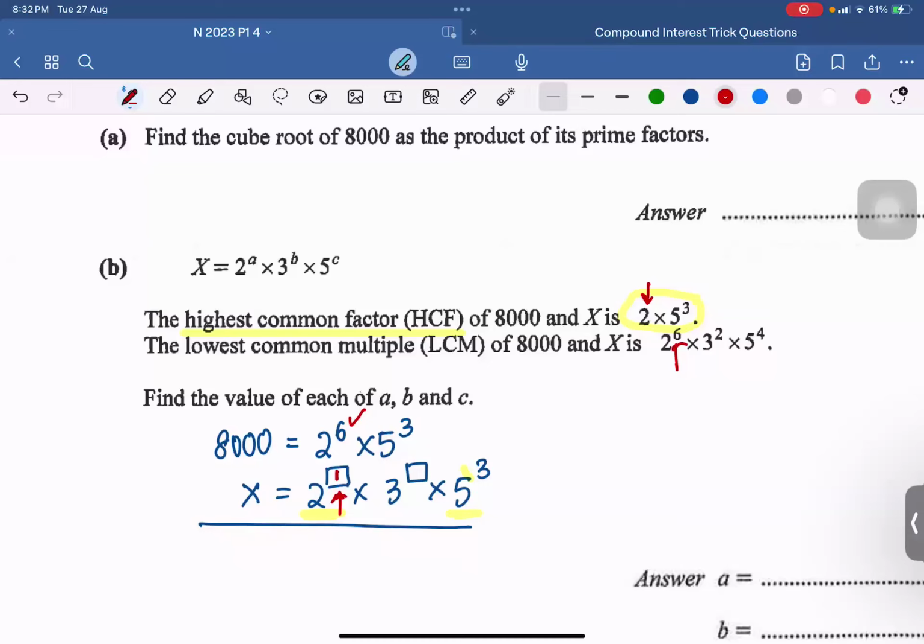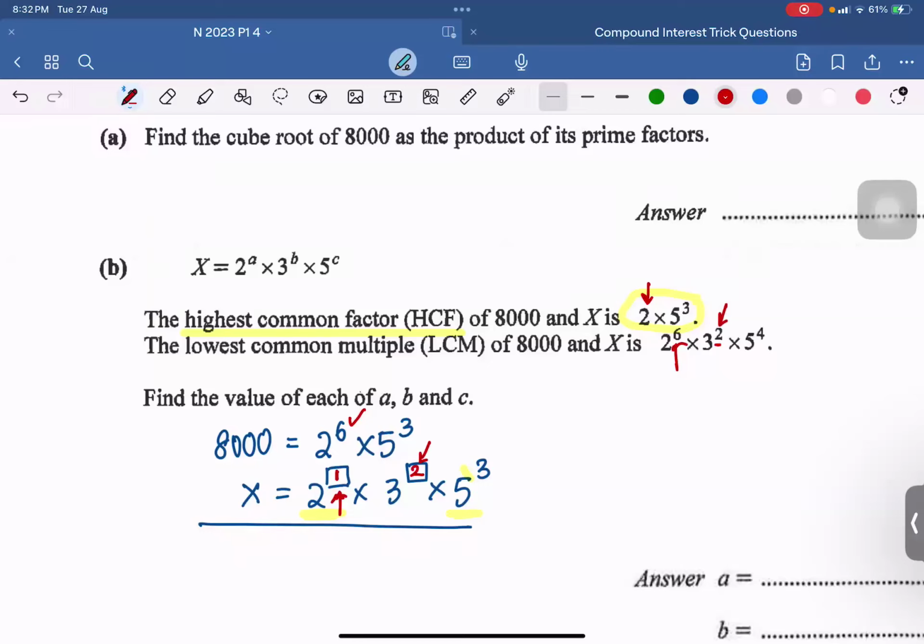Next one, notice that there is a 3 square. What does that tell you about this power over here? It means this one minimally has a 3 square. Why is that so? Because in the number 8,000, there is no 3 square. So this one will be the only one that contains 3 square.